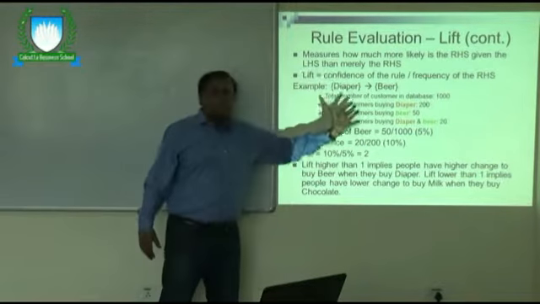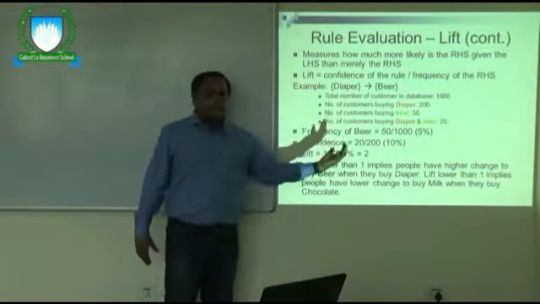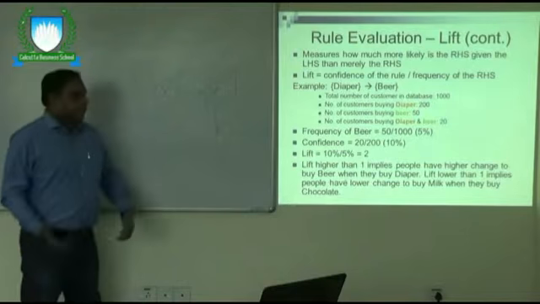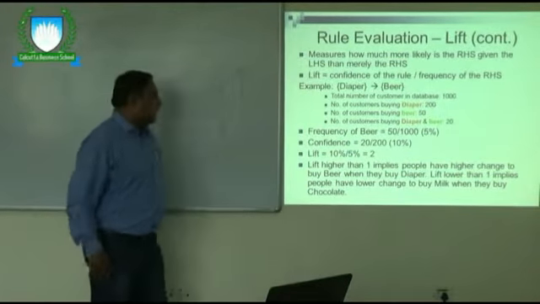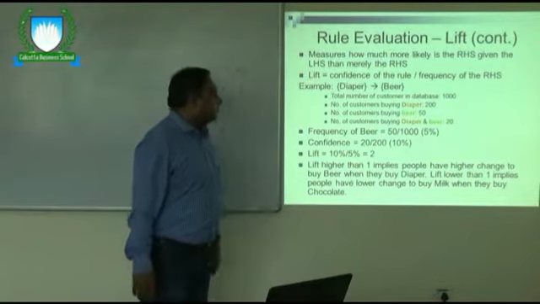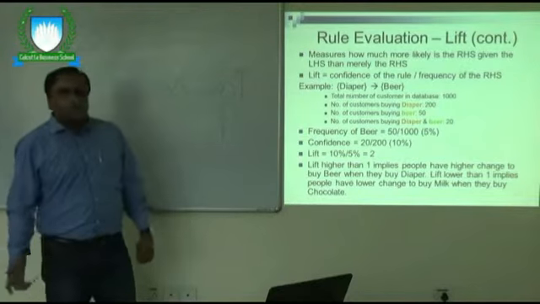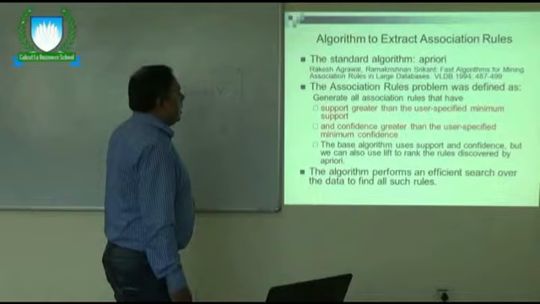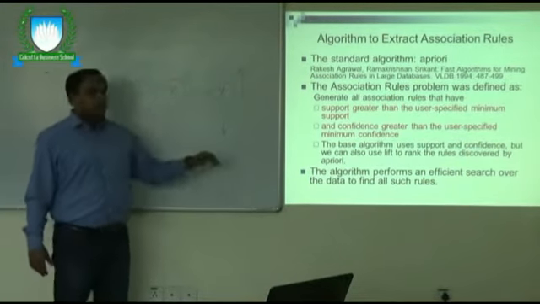Do not think that this is a real world example I am giving. I am just giving an imaginary example. Diaper and beer are just arbitrarily chosen items, just to illustrate that lift equal to 2 is a good sign. So lift higher than 1 implies people have a higher chance to buy beer when they buy diaper. So we have introduced all these concepts: support, lift, confidence.